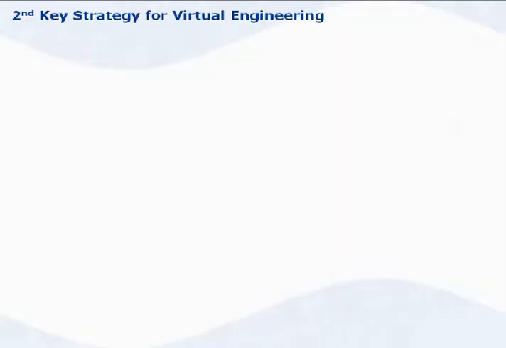The second key strategy of the virtual engineering system is collaboration. This is a concept that has to do with helping users work with each other. In other words, how can users share the data? There are three major types of collaboration.